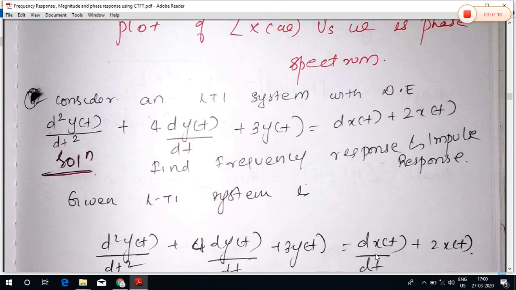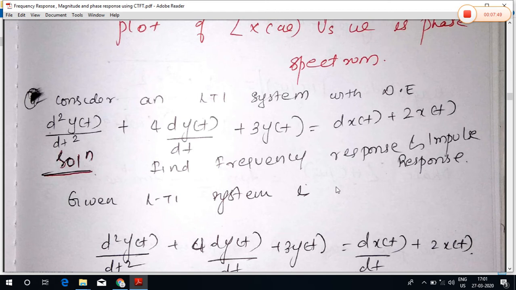Here the first problem is: consider an LTI system with the differential equation d square y of t by dt square plus 4 dy of t by dt plus 3 y of t is equal to dx of t by dt plus 2 into x of t. Actually the by dt is missing over here. Find the frequency response and impulse response.